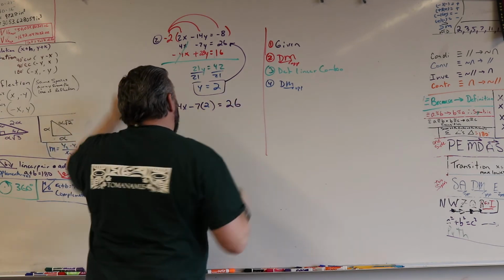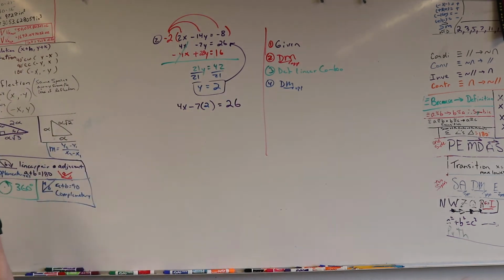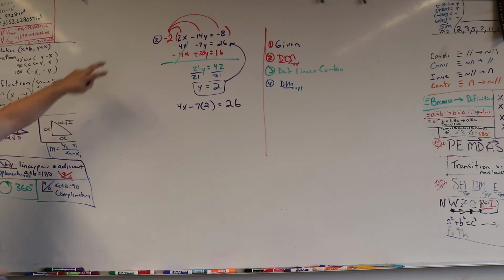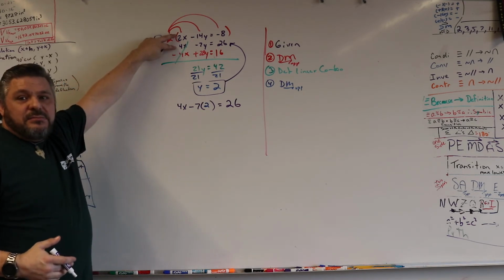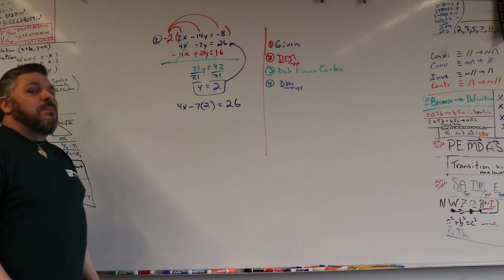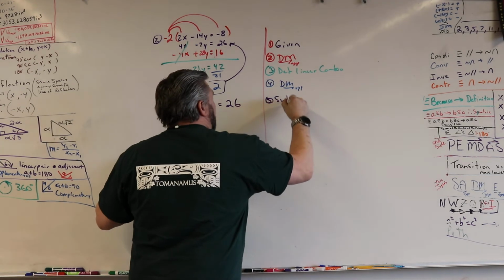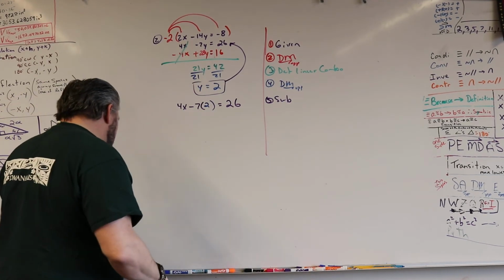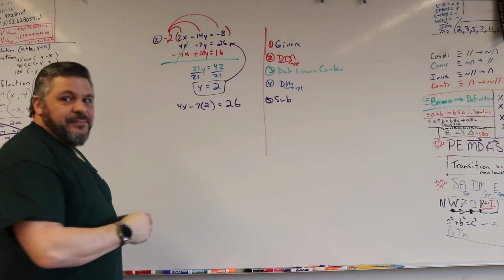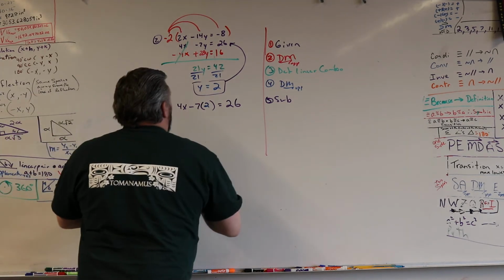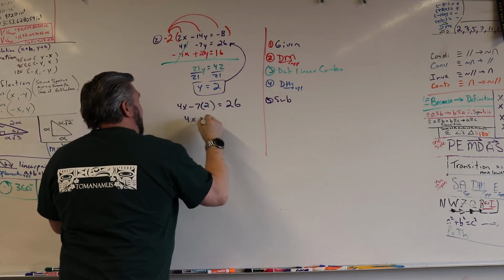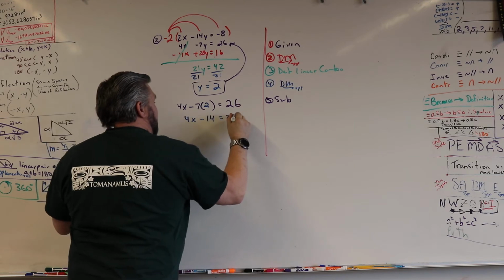26. Now, I don't know which equation. I would have chosen the top equation. But it doesn't matter. That's what's cool about this. It doesn't matter which equation you pick. You can choose either one. Plug it in. Right? Substitution, okay? And then chug it out, right? So now you say 4x minus 14 equals 26.